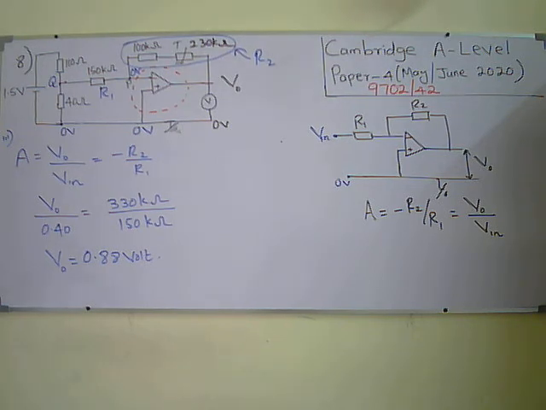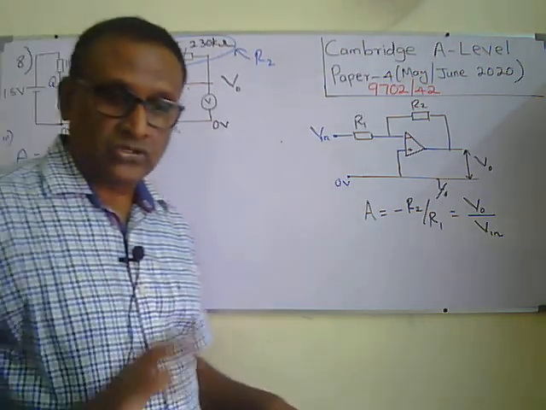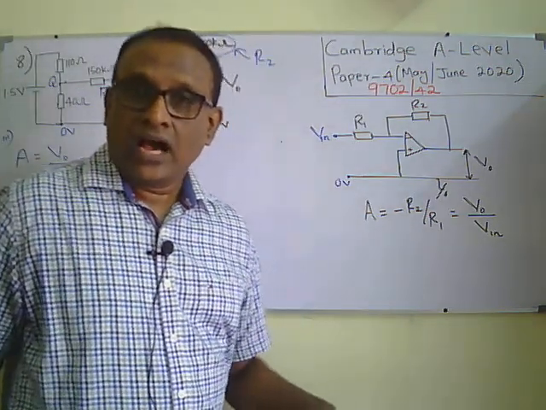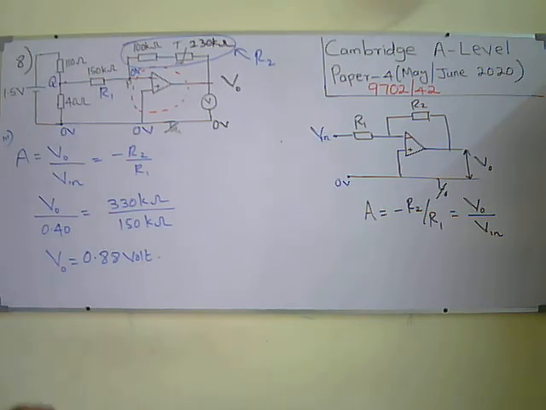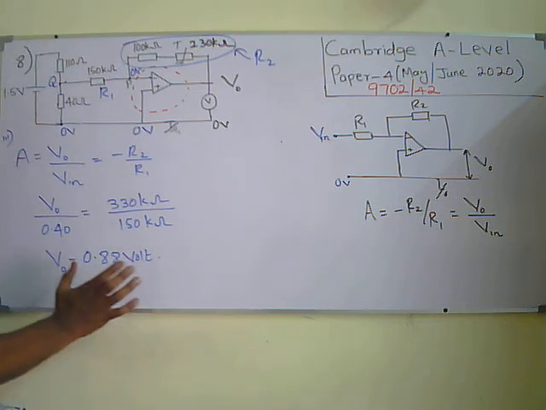Okay, this is one method. Same thing actually, but looks different. Second method, I can approach without using the equation for the gain. I can use the current method, right? So by using current also I can solve this. This is the first method.